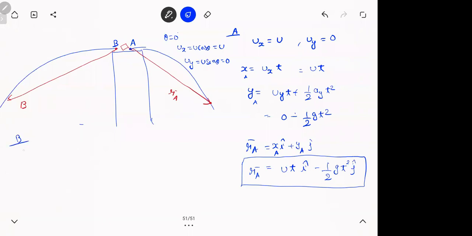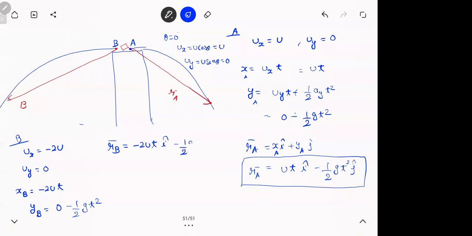For B, what is ux? Minus 2u. Why? Because you're throwing horizontally, backward. Minus sign is important. Uy is 0. So what is the x coordinate of B? Minus 2ut. What is the y coordinate of B? Initial velocity is 0, minus half gt square. So what is the position vector of B? Minus 2ut i cap minus half gt square j cap.